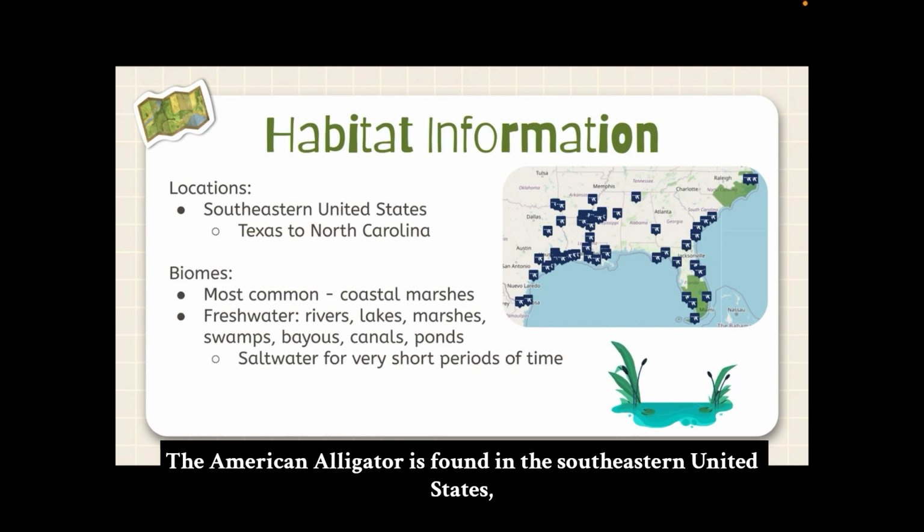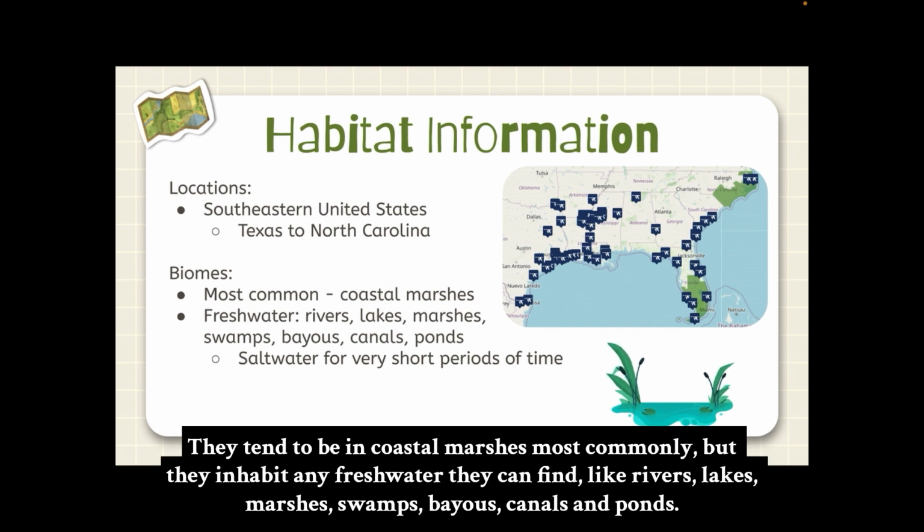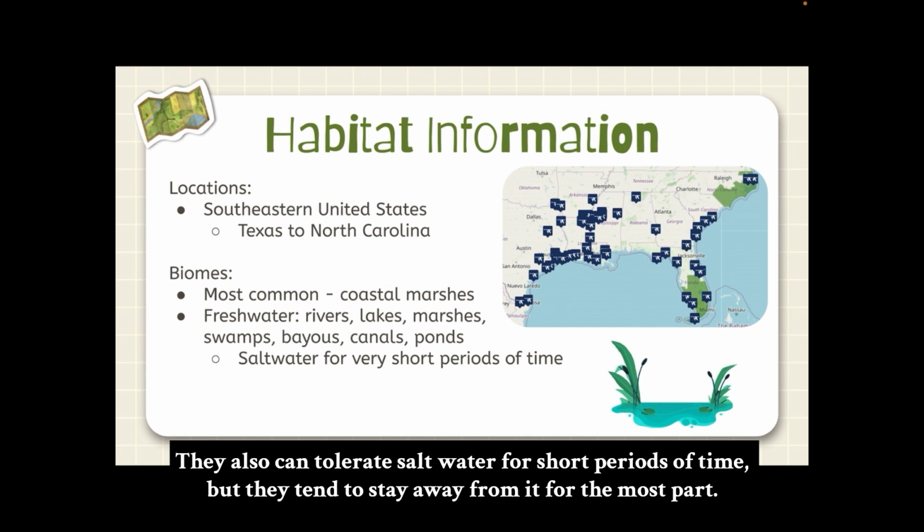The American alligator is found in the southeastern United States, with a broad habitat range going from the southern coast of Texas up to coastal North Carolina. They tend to be in coastal marshes most commonly, but they inhabit any fresh water they can find, like rivers, lakes, marshes, swamps, bayous, canals, and ponds. They also can tolerate salt water for short periods of time, but they tend to stay away from it for the most part.